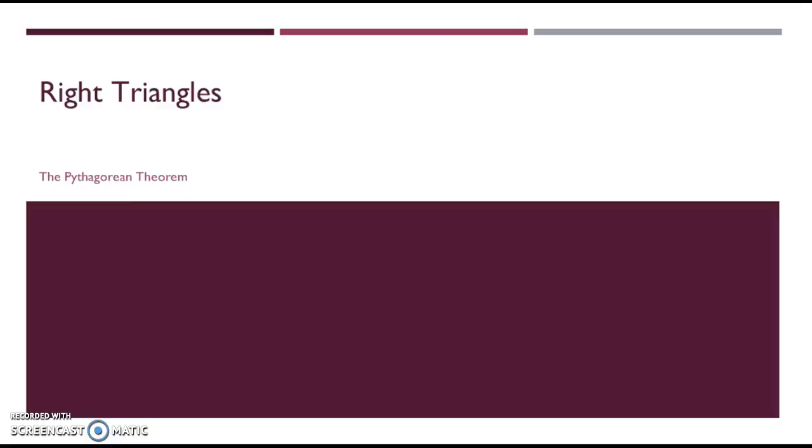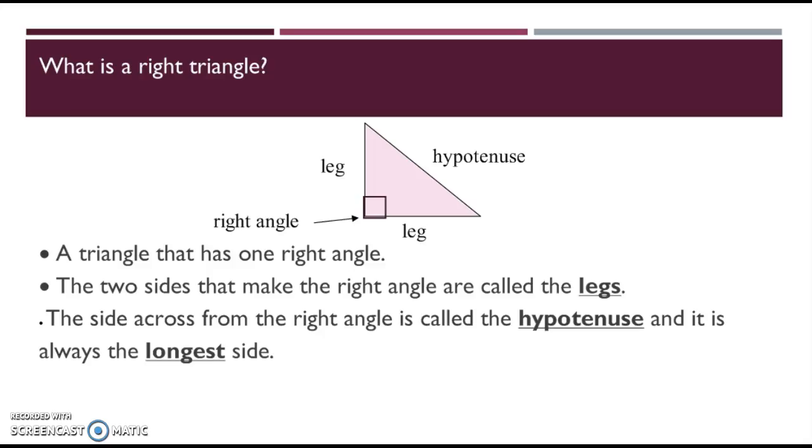Now that we've looked at triangles, the types of triangles we have, and proving them congruent, we're going to move into right triangles. So to begin with, we're going to start with the Pythagorean Theorem, which you've seen before. But first, what's a right triangle? Well, it's a triangle that has one right angle. And remember, we can only have one right angle because our angles have to add up to 180 degrees.